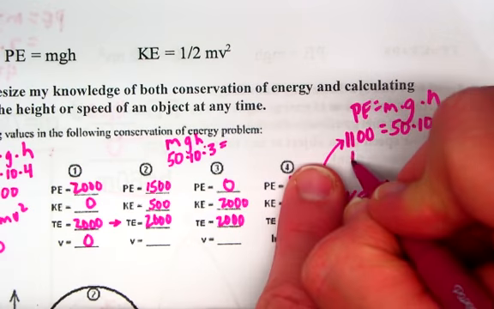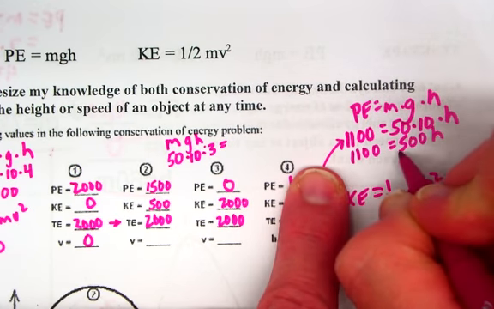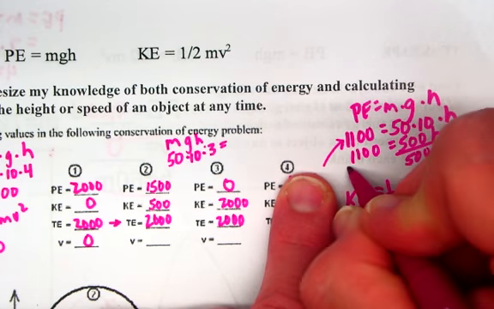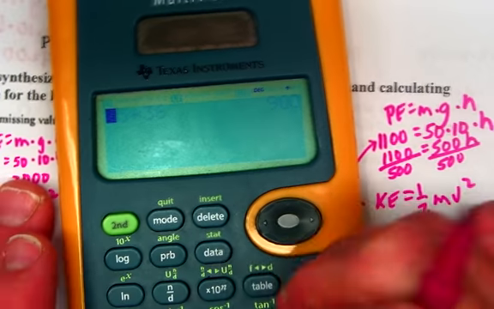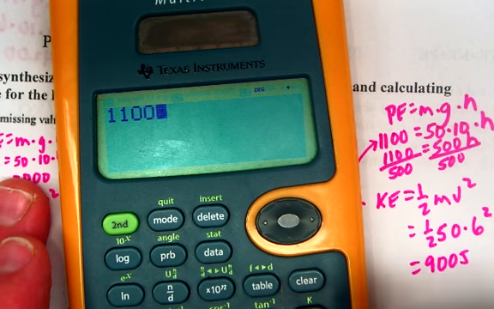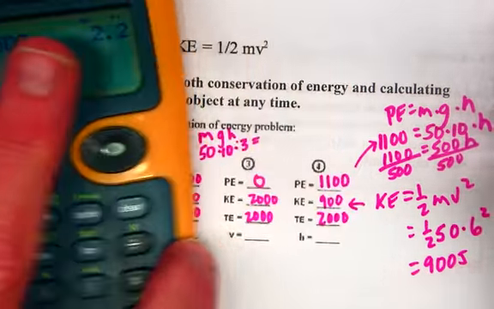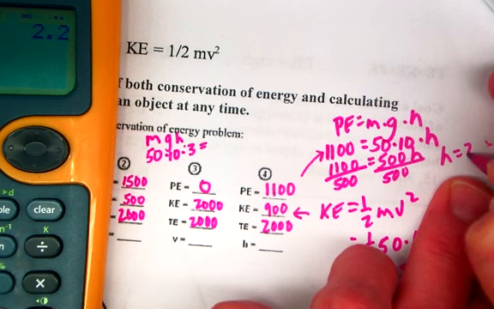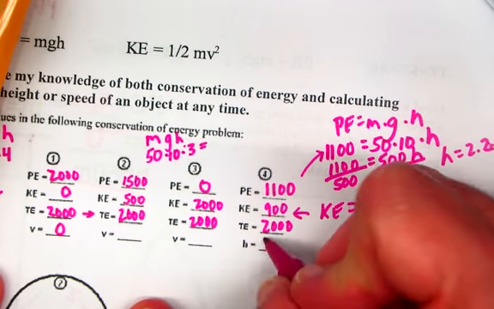So 1,100 equals 500h, so I'm going to divide both sides by 500. 1,100 divided by 500 turns out to be 2.2. Height equals 2.2 meters. So that is what I put in the blank down here.